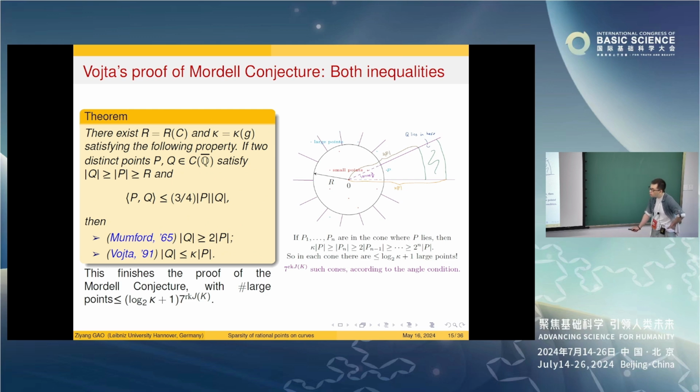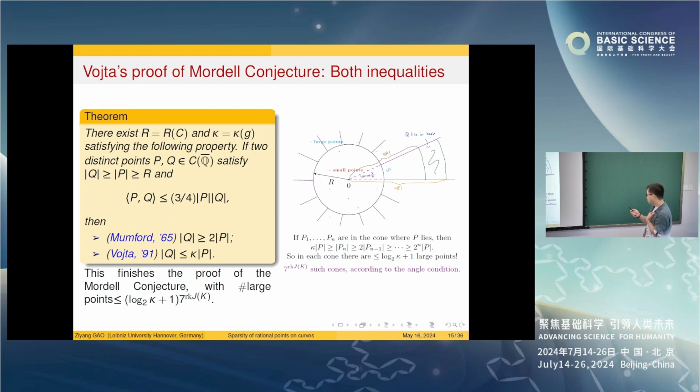So we have this many cones, 7 to the power of rank. And in each cone, we have at most log 2 kappa plus 1 large points. This gives an upper bound on the number of large points. It gives finiteness, but better, it gives an upper bound which is solely in terms of g and the rank. Now, what happens to the small points? Well, if we are only interested in finiteness, then we don't need to do anything. They are lattice points contained in a compact set, so automatically there are finitely many of them. So that finishes the proof of the Mordell conjecture, if you can prove both inequalities.